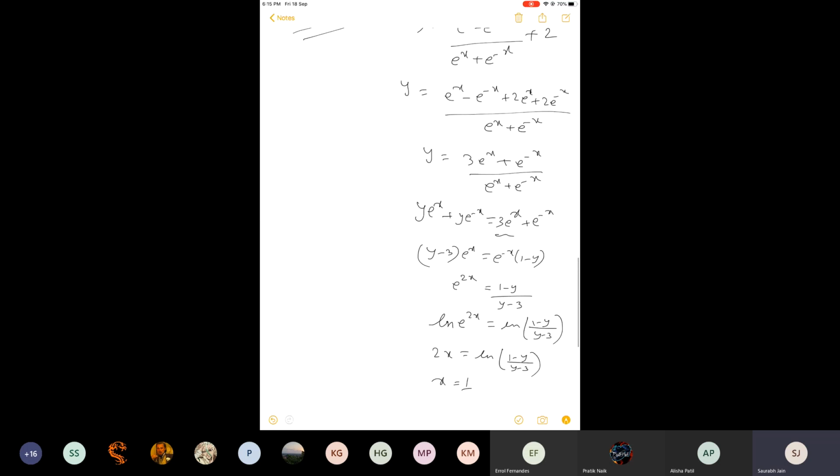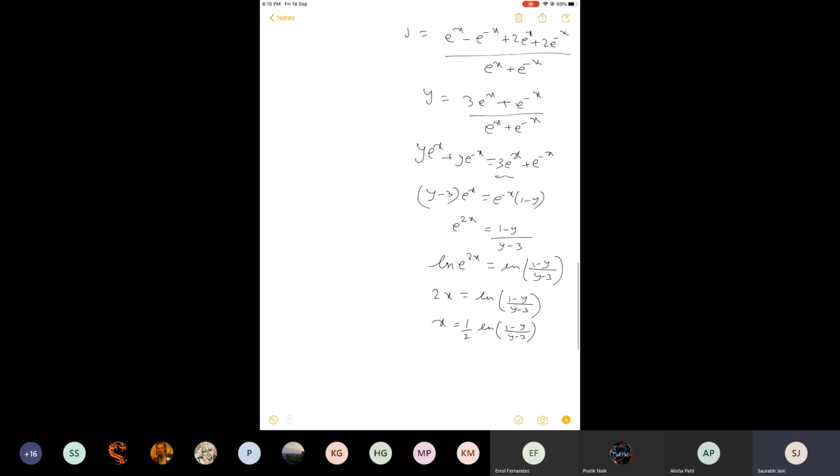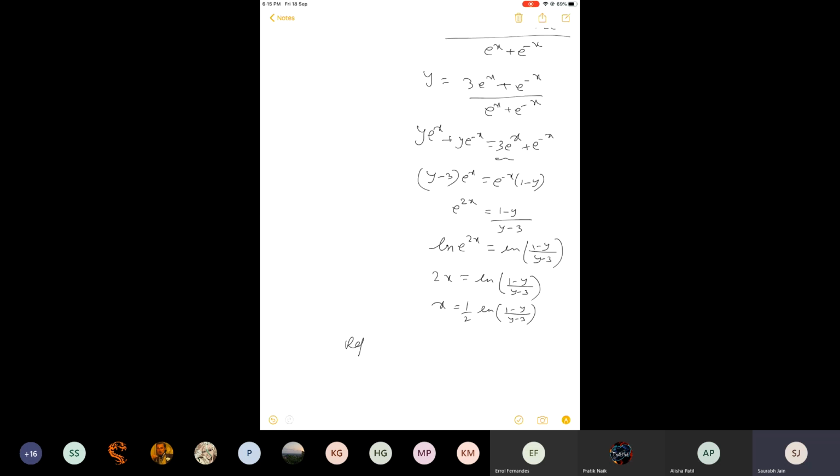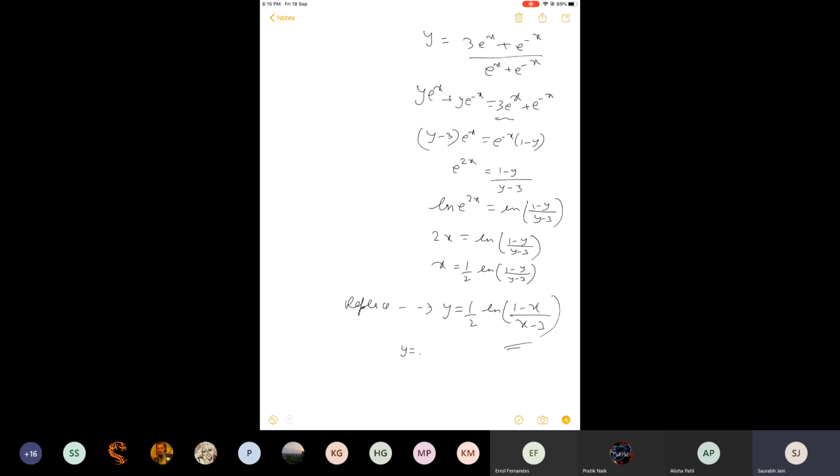Bring 2 here and now replace x by y and y by x. So y equals half ln of (1 minus x upon x minus 3). So this should be some option. Half you can take in the power also, right? Property of log: ln of ((1 minus x) upon (x minus 3)) to the power half. So if you go for the option, D will be the answer.